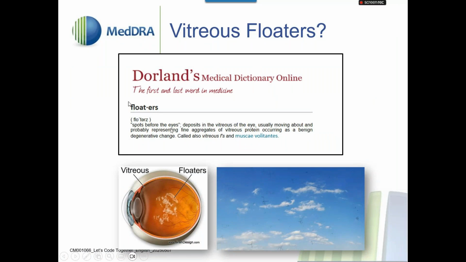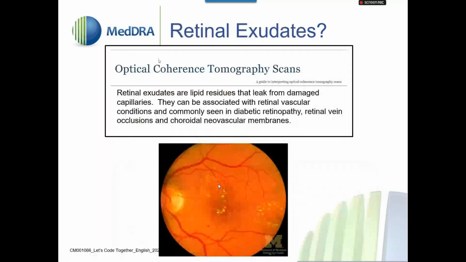So it could be floaters. Floaters is defined by Dorland's as spots before the eyes. So I think this one can't be discounted. It could be due to deposits in the vitreous of the eye, and we see that in the picture on the left. On the right side, you see how the patient's vision is affected by these spots or strands of debris. So it could be that these are appearing as white, either on examination or that the patient reports them as being like that. So that can't be discounted.